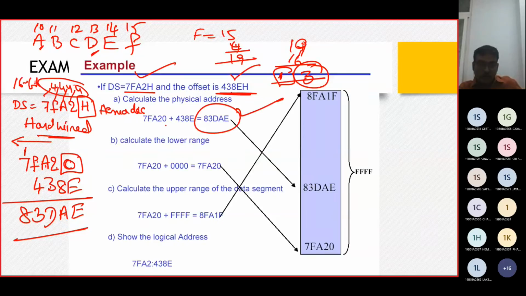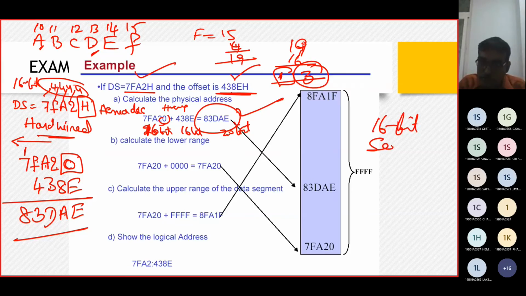So 7FA20, it is going to be called as hardwired. We are going to shift it to the next position. So this is 20 bit, 16 bit. Then we will be getting this 20 bit answer. This is 16 bit. As we added the hardwired zero, now it became a 20 bit answer. So the formula was, we have 16 bit segment address plus 16 bit offset address is equal to 20 bit physical address.